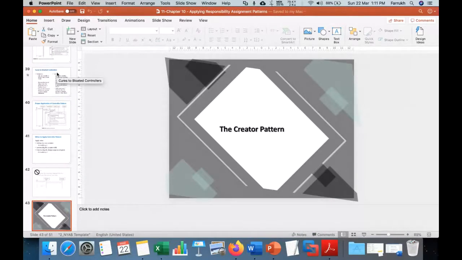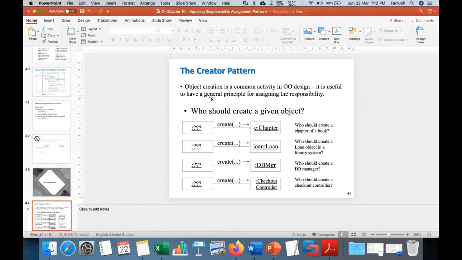We are going to see the third and the last pattern of this chapter. Again, you are going to like it, and it will be very helpful in your practice also. That is the creator pattern.